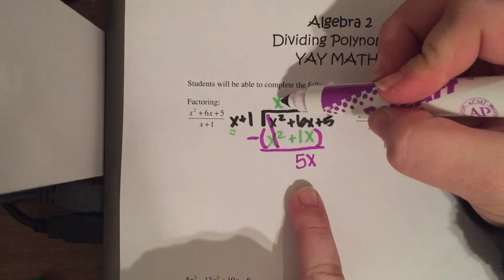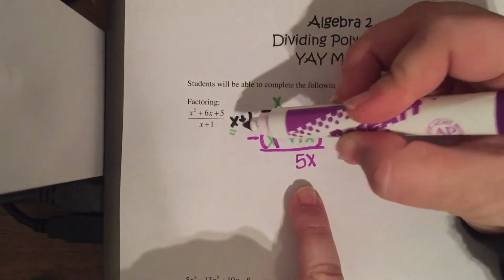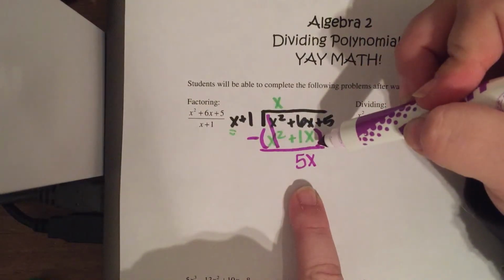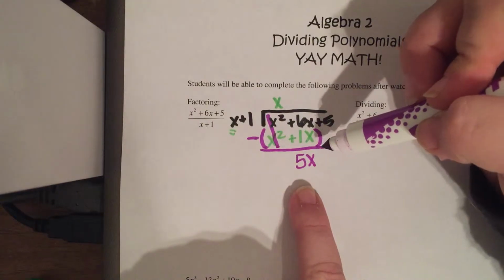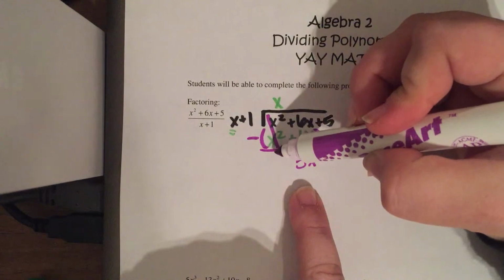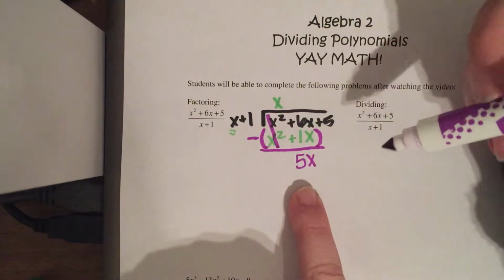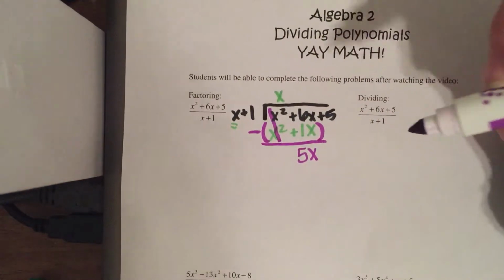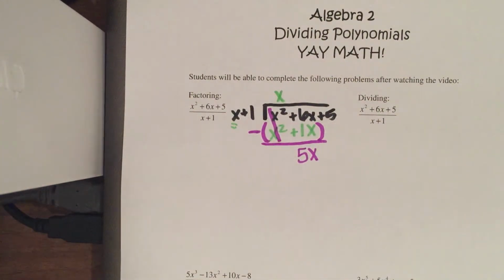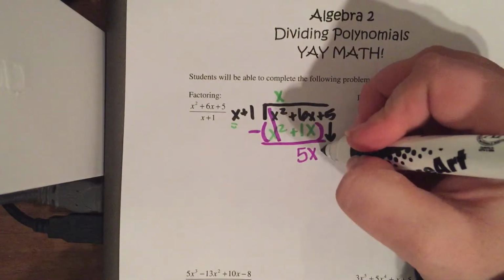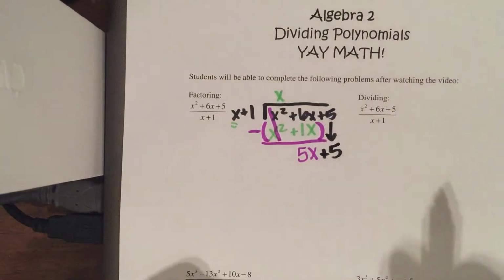So all I did was I said x times x got me x squared. X times 1 got me 1x. But then I have to subtract these terms from my original problem. So x squared minus x squared, that cancels out. And then 6x minus 1x got me 5x. Well, now I've only got one term here. I've got to bring one on down. So let me get that 5. And it's a positive 5. So let's bring down plus 5.